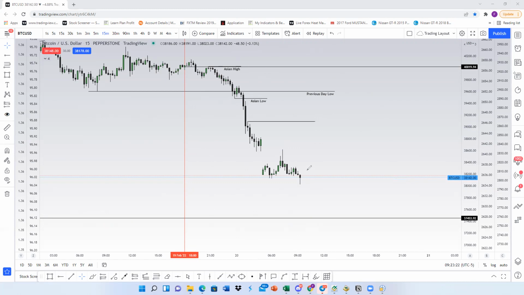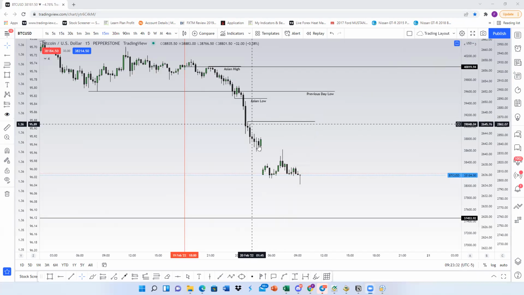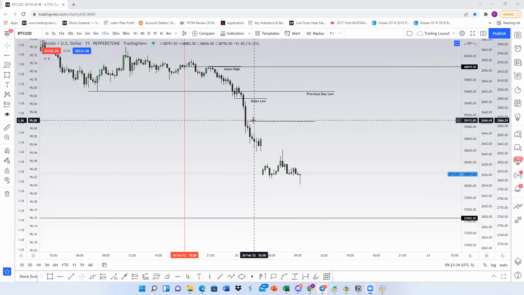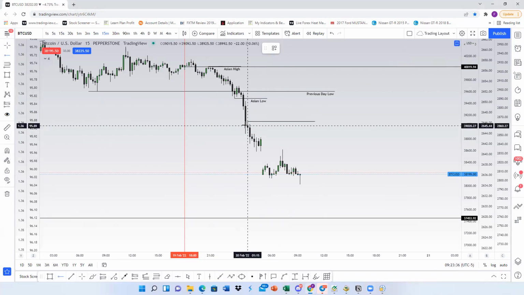If it does do that again, then what's going to happen? The story is going to start changing. It's going to start changing its storyline. Okay. Why do I want to see over here then? Look, where's the 12 o'clock open? 12 o'clock open is over here.